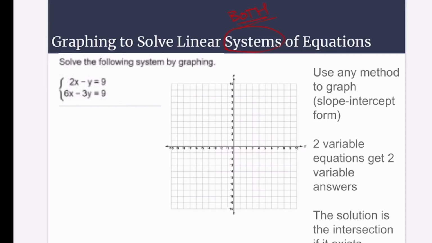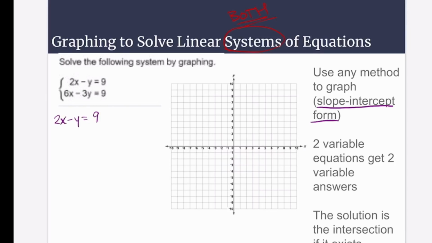For this problem, I'm going to use slope-intercept form. And then for the next one, we're going to find intercepts and do it that way. Because you have two variables, you technically get two variable answers. You're going to have an x and a y. So let's take our first equation, 2x minus y equals 9.